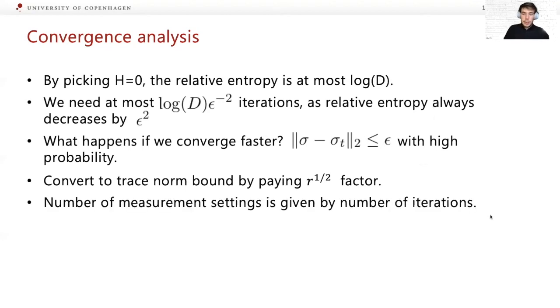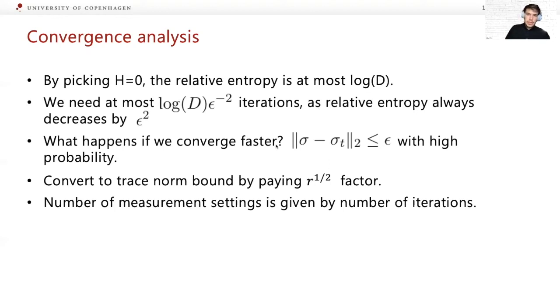Now, what is the number of measurement settings that we need? Well, for each iteration, we need a constant number of measurement settings. If we do not fail to distinguish, we only need one, right? And then we can update. However, if we fail to distinguish at first, we need to repeat this a constant number of times before we decide that the states are close. In any case, we need a constant number of bases per iteration.